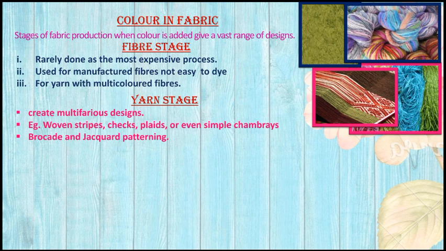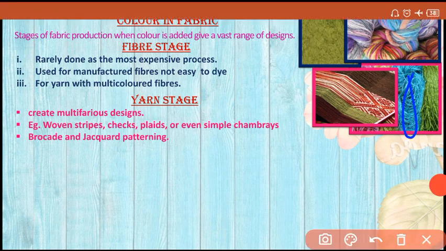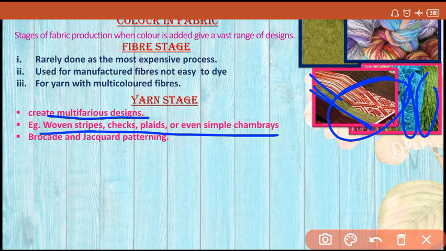Then is the yarn stage. Here the threads or the yarns, they are colored. When we weave them into a particular pattern, white, browns and greens, when we weave them together, we create a design. So it creates multifarious designs, woven stripes, checks, plaids, brocade, jacquards. These kinds of patterns are very easy to make when you have the yarns dyed.